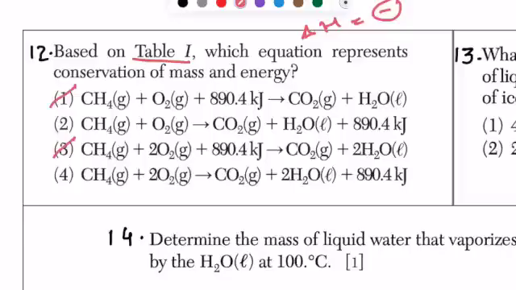So now that we know it's either 2 or 4, the other thing that we need to compare is the mass. So which equation is balanced correctly? You just have to see if you have the same number of carbon, hydrogen, and oxygen on both sides. So that seems to be equation number 4.